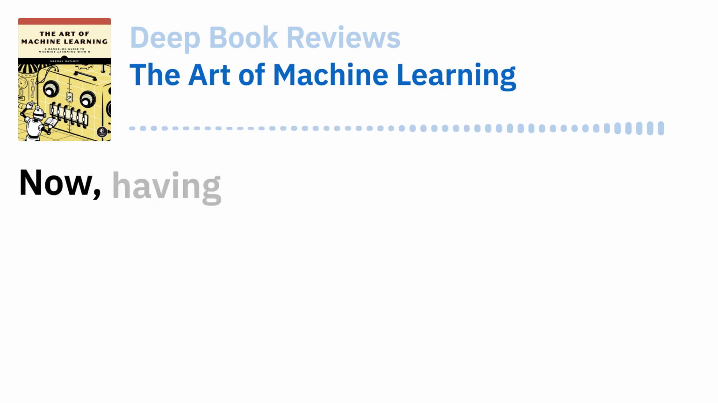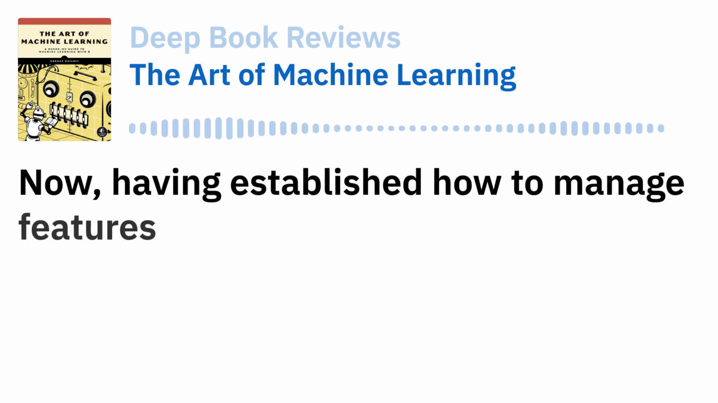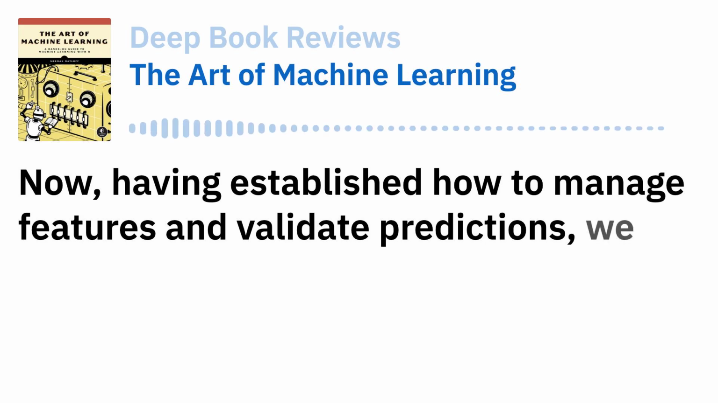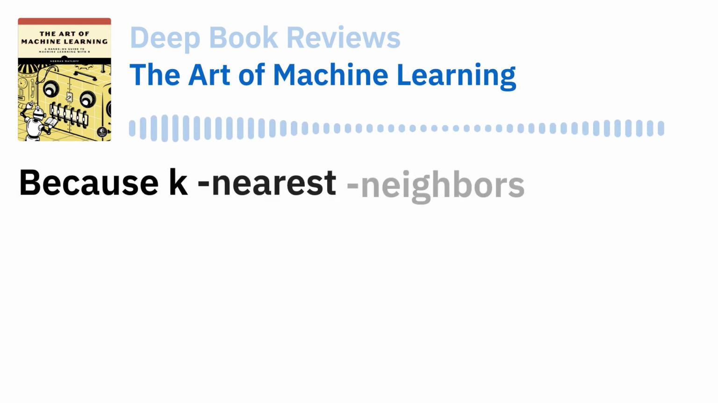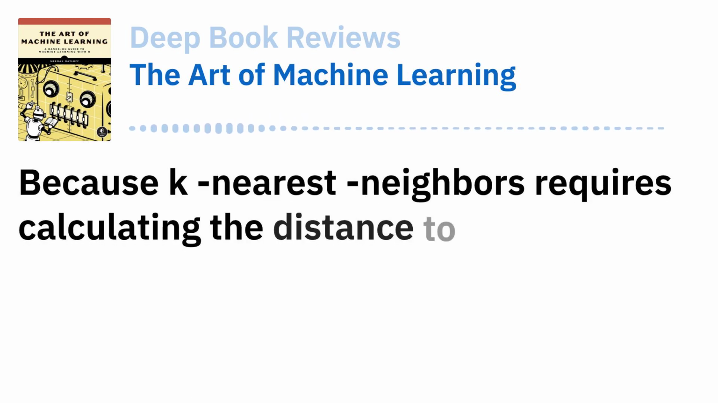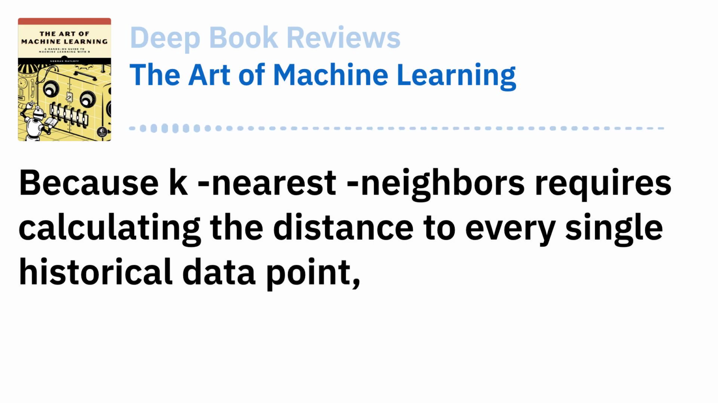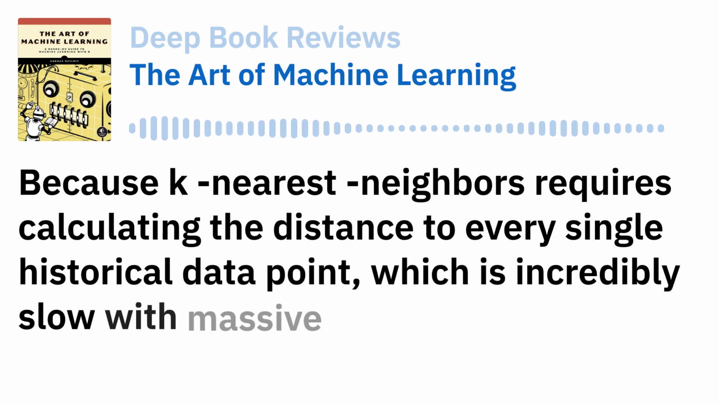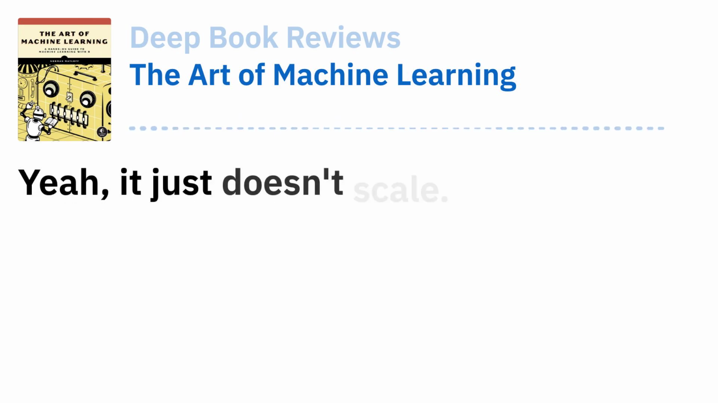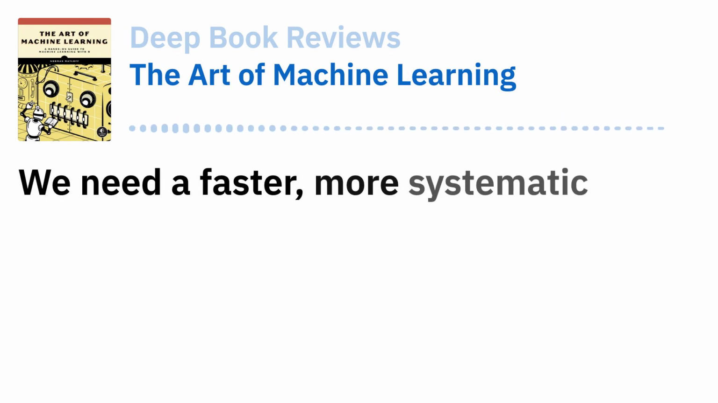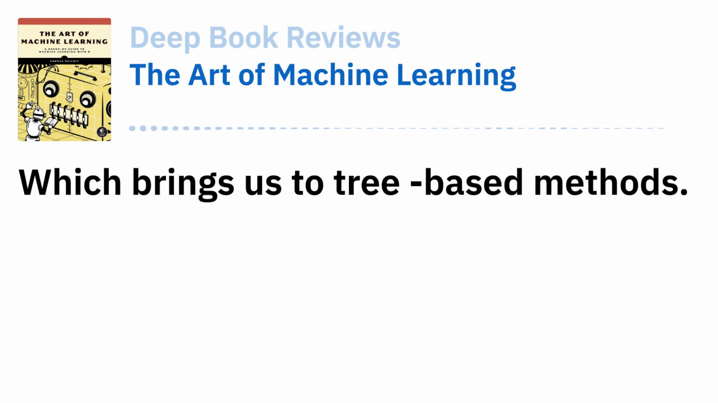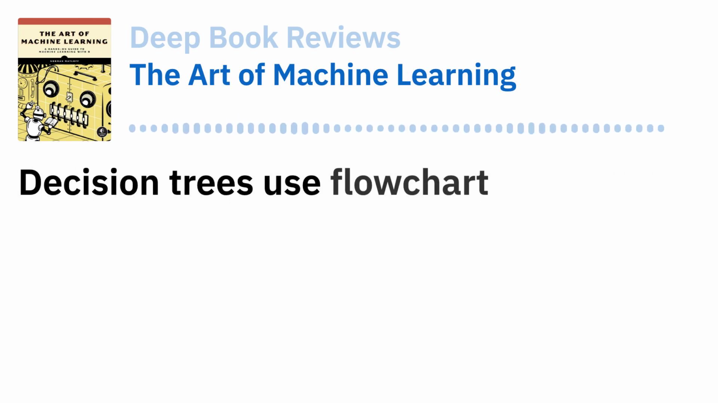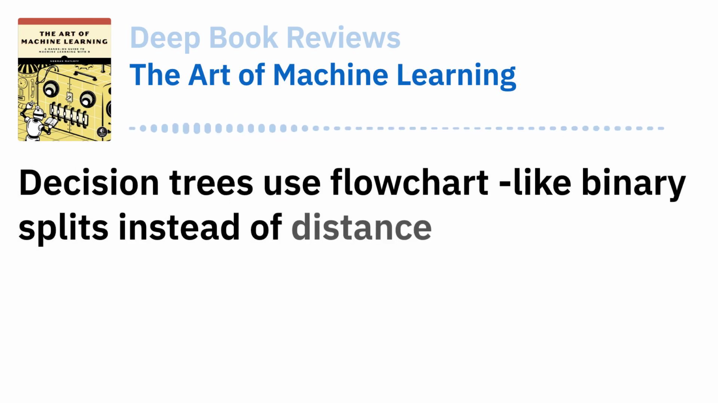Now, having established how to manage features and validate predictions, we really need to address the limitations of neighborhood models. Because k-nearest neighbors requires calculating the distance to every single historical data point, which is incredibly slow with massive data sets. Yeah, it just doesn't scale. We need a faster, more systematic way to partition data. Which brings us to tree-based methods. Decision trees use flowchart-like binary splits instead of distance calculations.